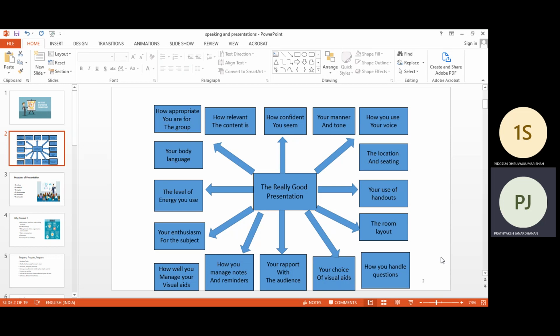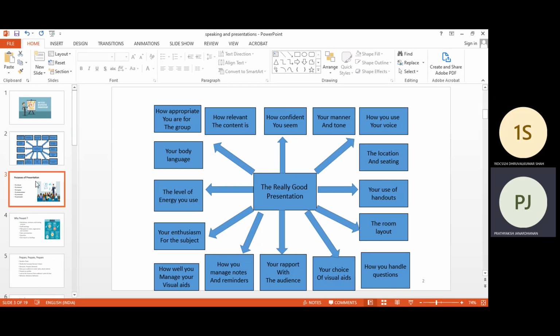And then wrap up with the audience. How you maintain your visual aids, we will come to that in a minute. Your choice of visual aids: it is not necessary that you have a PowerPoint presentation. You can even use a chart or a graph or something like that, whatever you want to use. And last is how you handle questions. We are not getting into that too much. We'll just focus on this.